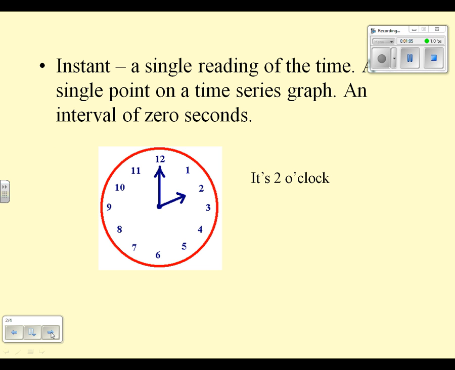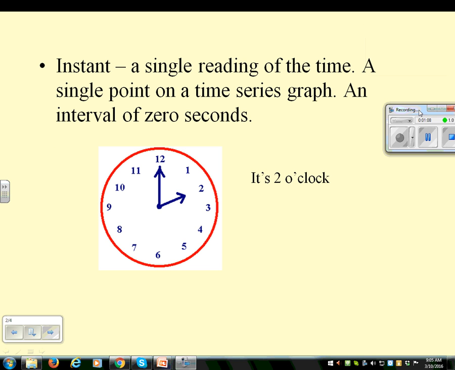So, instant, interval. Yeah, so an instant is a single reading of the time, whether it's looking at a clock, like it's 9:05, or it's a stopwatch, right? 4 seconds has elapsed, or what have you. A single reading of the time, a single point on a time series graph. Some people might say an interval of 0 seconds.